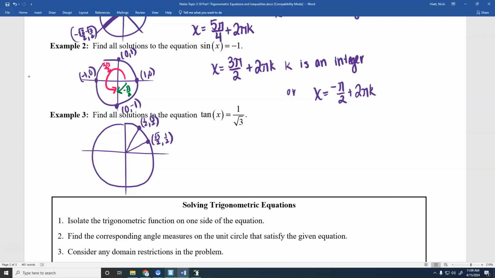Which one was it? We've done this a few times. Which one gives you the 1 over square root of 3? It's that bottom one. It's that pi over 6 right there. Another way we could think about it, 1 divided by square root of 3 is, square root of 3 is bigger than 1. Like, that's a smaller number.